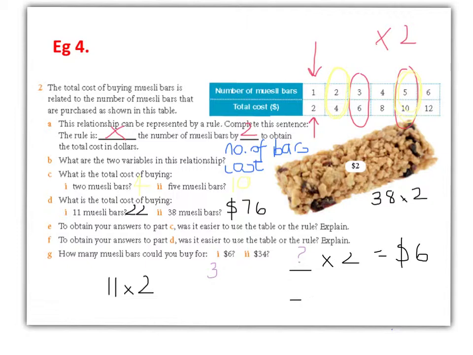So what number of muesli bars, still costing $2, will have us spending $34. So we're looking for what number times 2 will give us 34, and that's 17. So 17 bars will cost us $34.